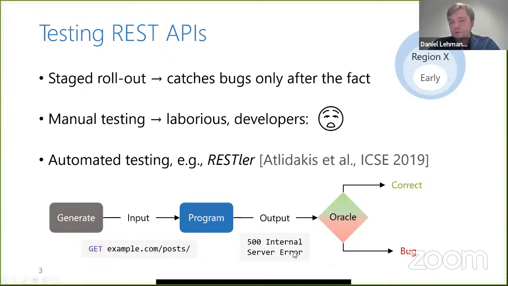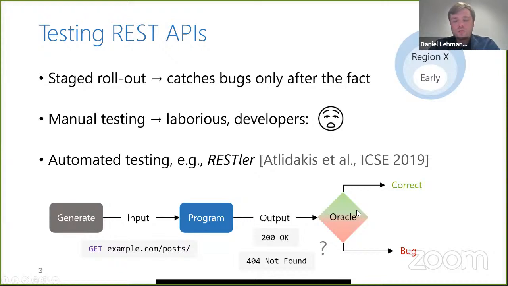For a 500 internal server error response, that's pretty sure a bug, and it shouldn't appear. But the problem is that the case is not always as clear. Say you get a 200 OK response back. Does it mean the service behaved correctly, or did the resource actually not exist and a 404 would have been more appropriate? It's not so easy to decide.